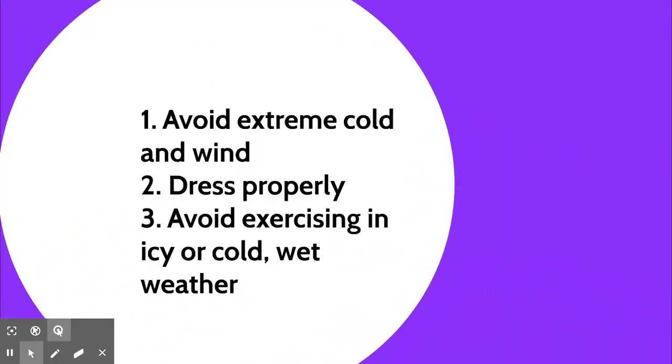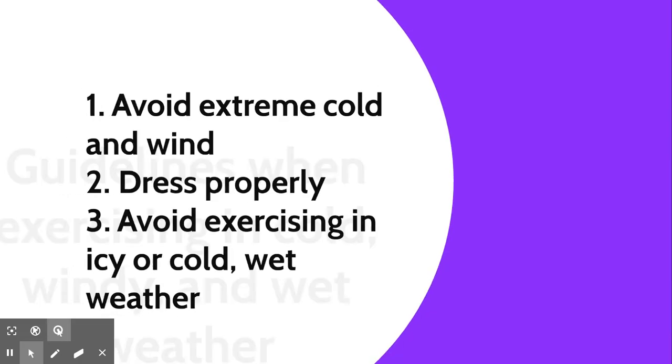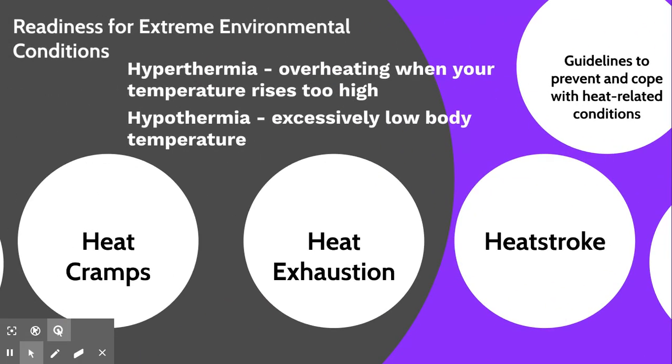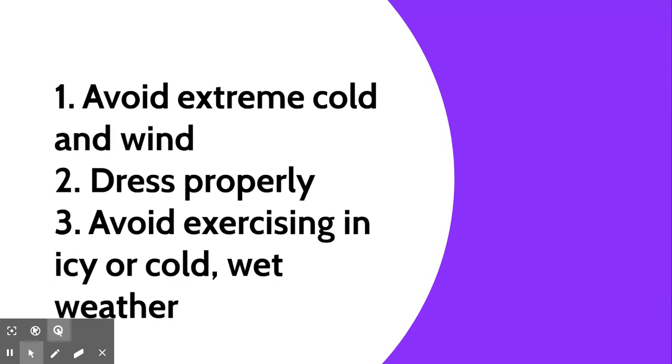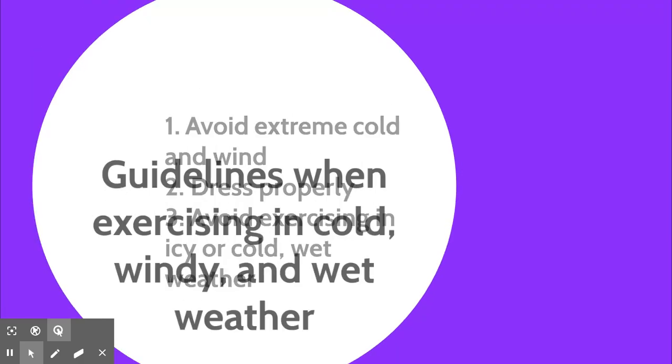Exercising during cold, windy, and wet weather can be dangerous. Extreme cold can result in hypothermia, or excessively low body temperature. Hypothermia is accompanied by shivering, numbness, drowsiness, muscle weakness, and confusion or disorientation. You should follow these guidelines when exercising in cold, windy, and wet weather. Avoid extreme cold and wind. Dress properly. Avoid exercising in icy or cold, wet weather.